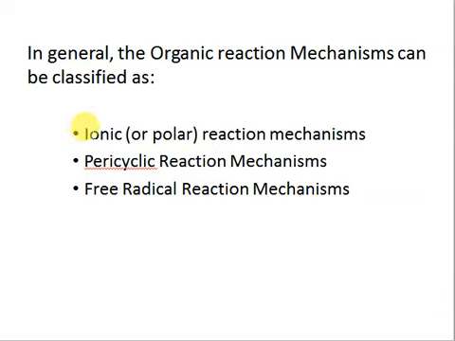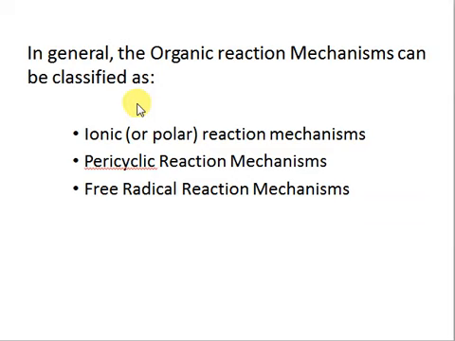So what do we mean by the ionic or polar mechanism? Ionic or polar mechanisms are the reaction mechanisms that involve the heterolytic cleavage of a bond, right? So what do we mean by heterolytic cleavage of a bond? Let's consider that you have a bond between atom A and B, right? Now we have to break this bond, right? So there are two possibilities by which we can break this bond.